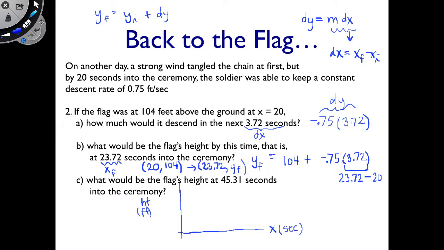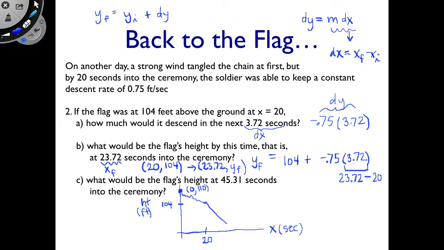So at time 0, the flag was at 110. So that's one correspondence point we had from the last slide. It's not listed here anymore, but it started at 110 feet. We're trying to lower it at a nice constant rate, but for the first 20 seconds or so, there was some wind, it got tangled up, maybe we were fussing with the chain and it went down quickly, then slowly, and we're trying to get it. And then finally, at time 20, when the height's 104 feet, we're able to lower this at a nice constant rate.